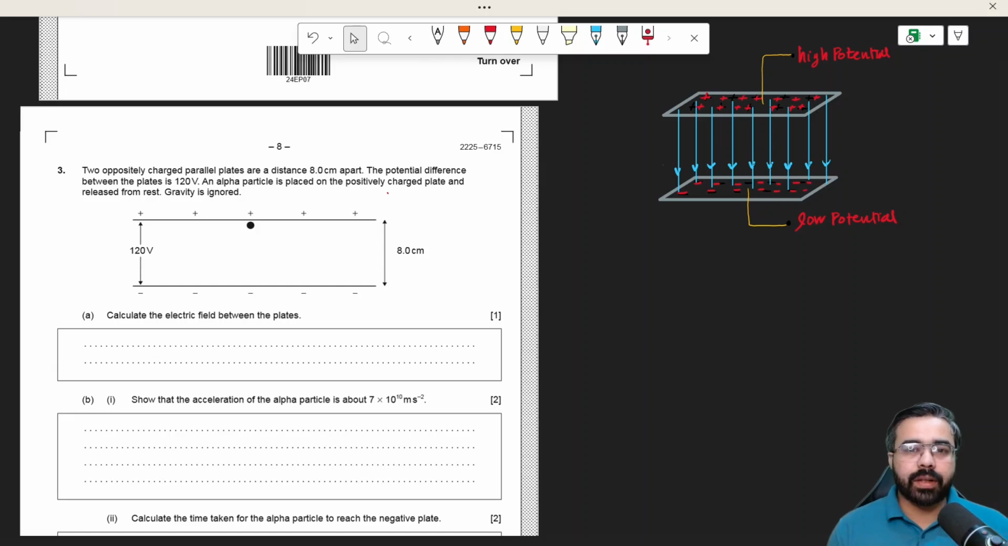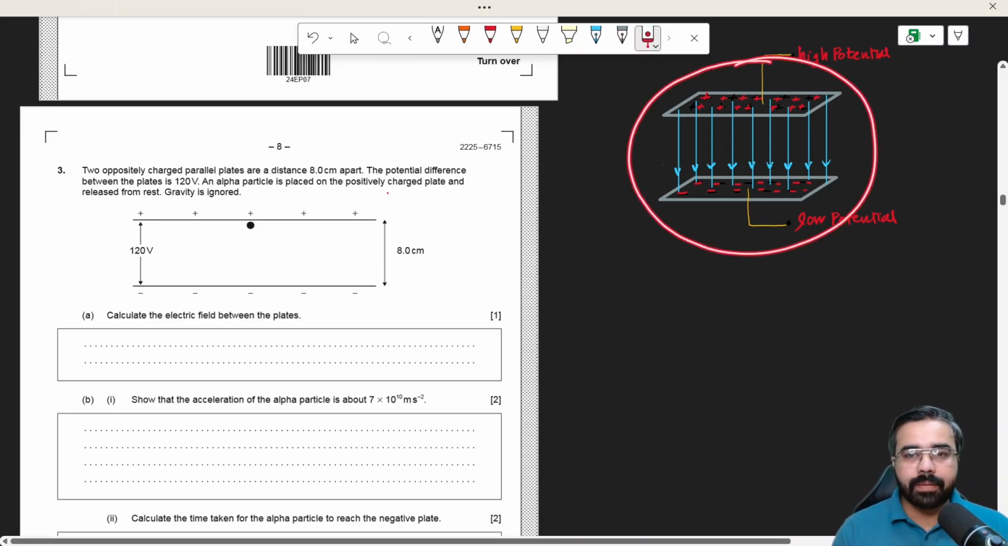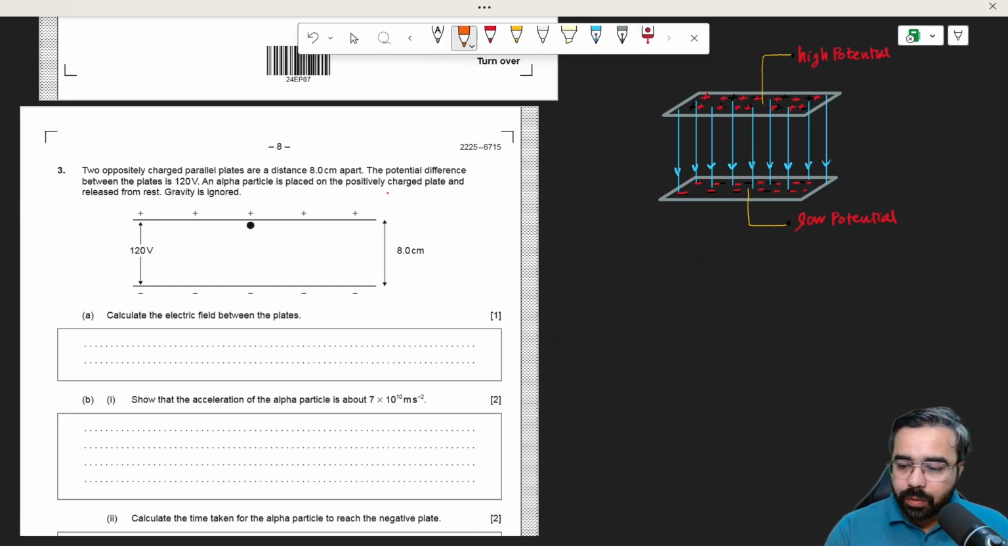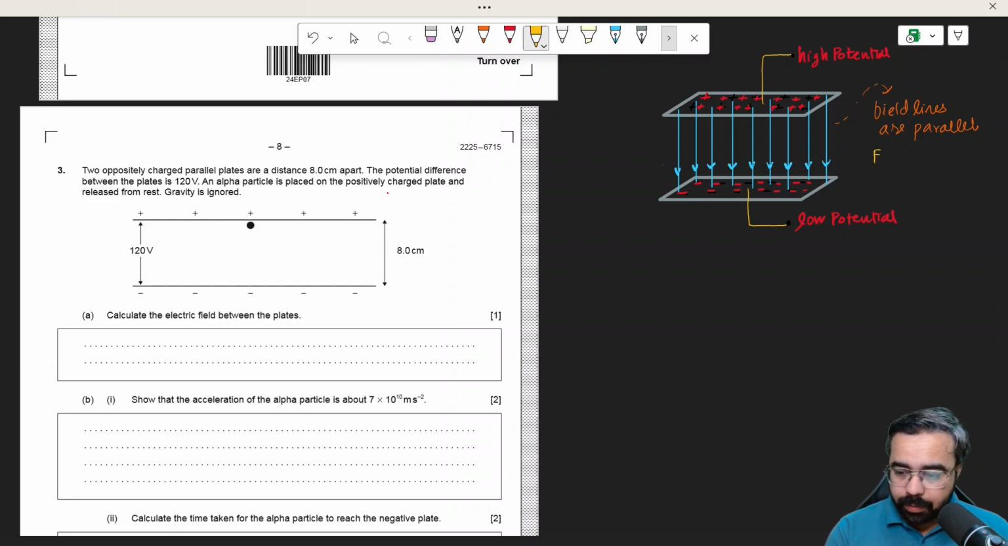This question is about the electric fields and the magnetic field. So in this diagram, you see that these are the two plates having opposite charge and they have a uniform electric field. By the way, how do you know that this is a uniform field? Because we see that these field lines are parallel between the plates, right? And the electric field strength that we represent with letter E is the same irrespective of the position between the plates.